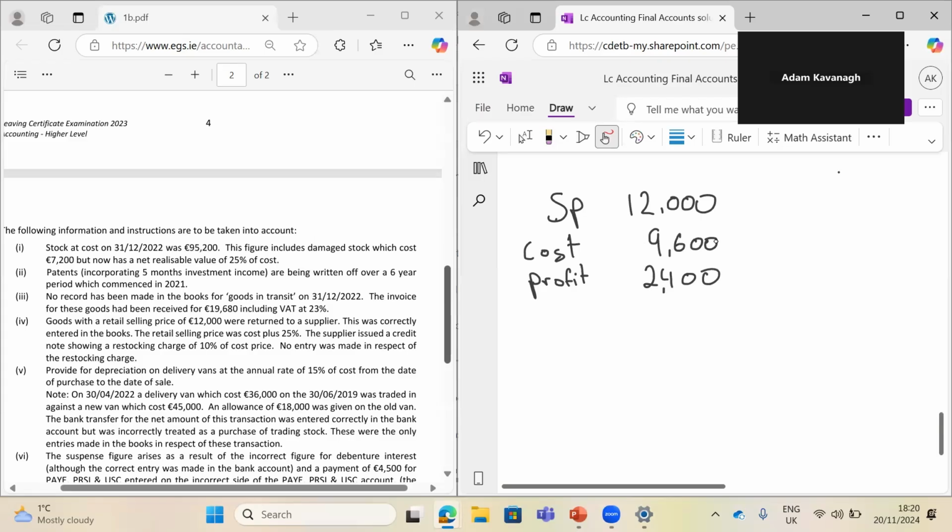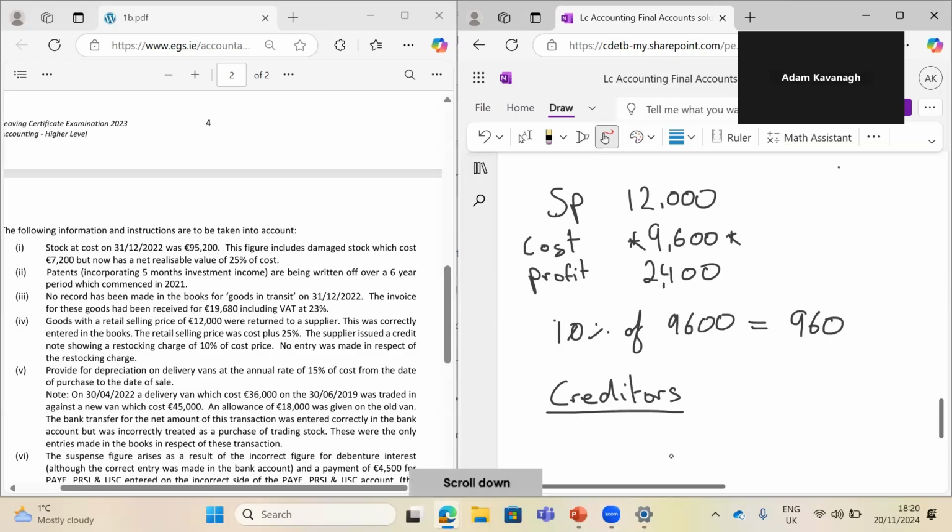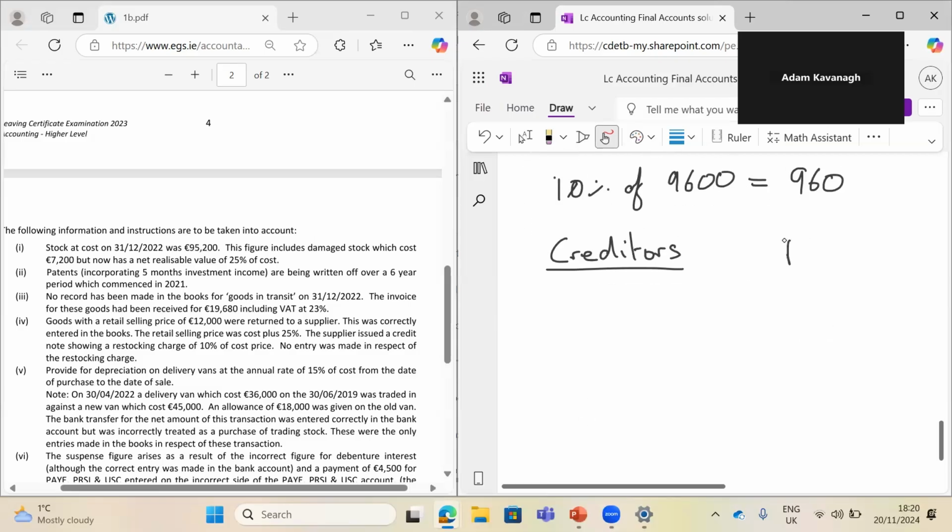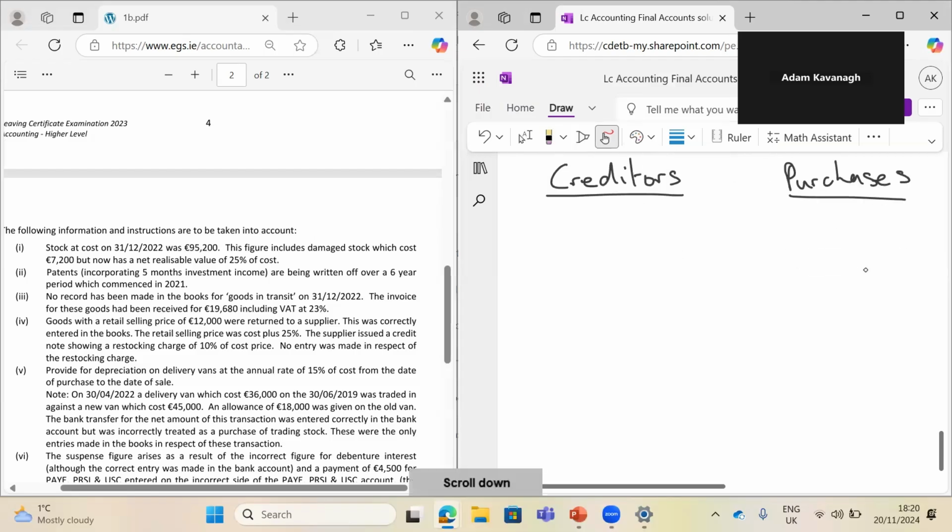So this 9,600, this is the figure that we're concerned with here. This is our cost price. And it tells us that the restocking charge was 10% of cost price. So 10% of this is 960. And we need to add that to purchases and the creditors. Okay, and both of those change in the adjustment just up above.